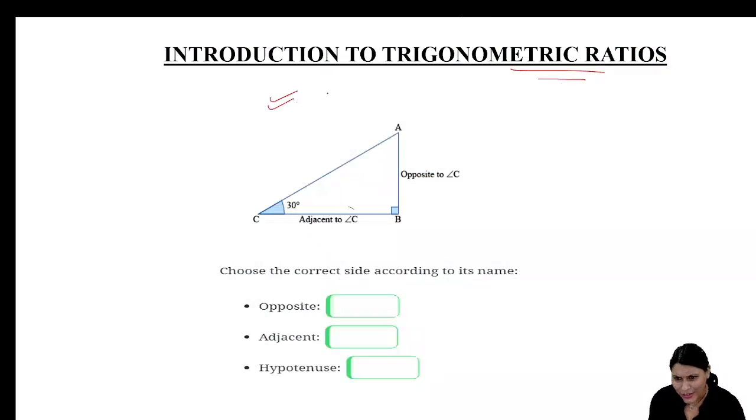Now what is a right angle triangle? A right angle triangle is a triangle whose one angle is 90 degrees. And just opposite to the 90 degree angle, there is a side which is called the hypotenuse.